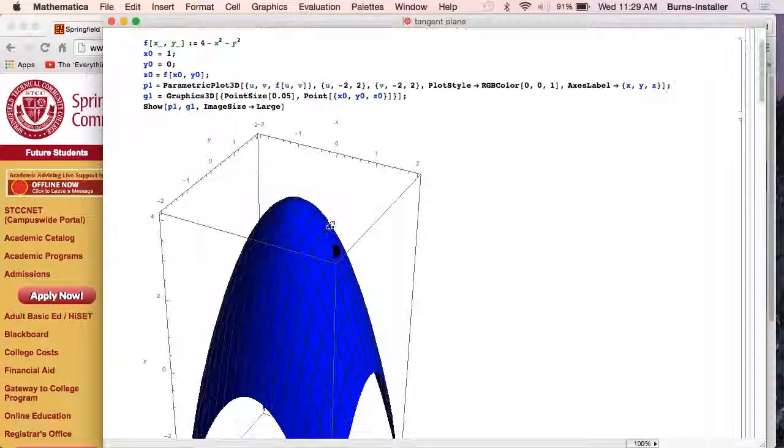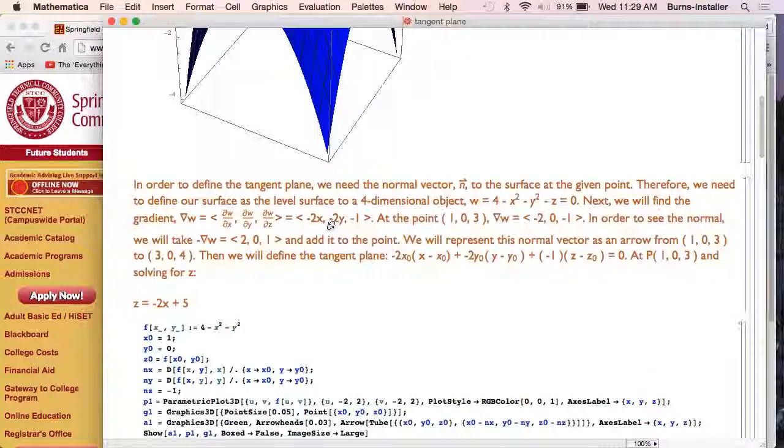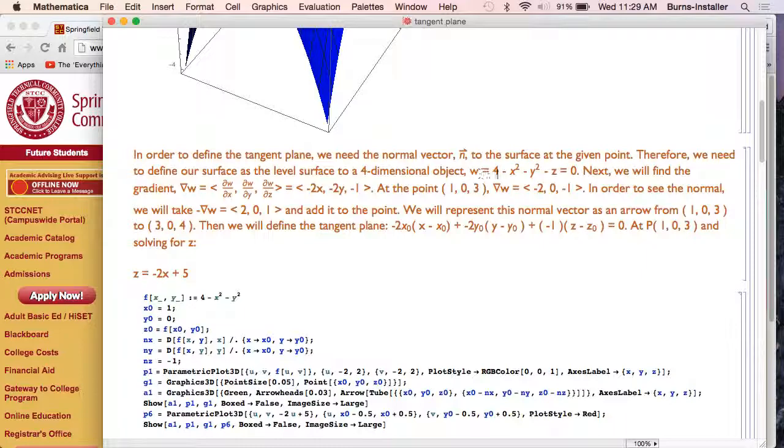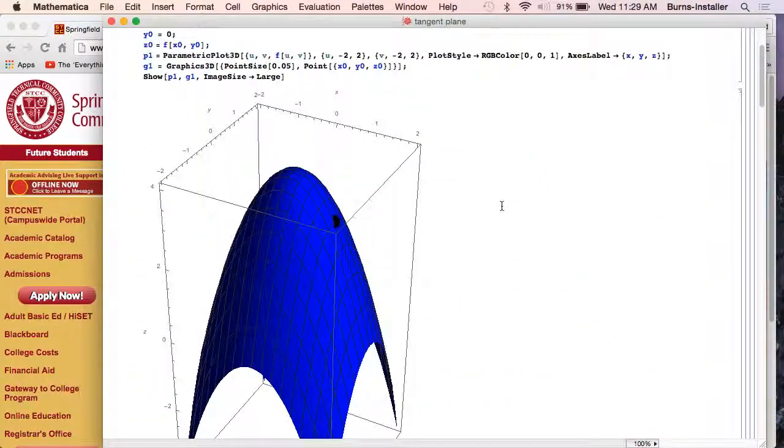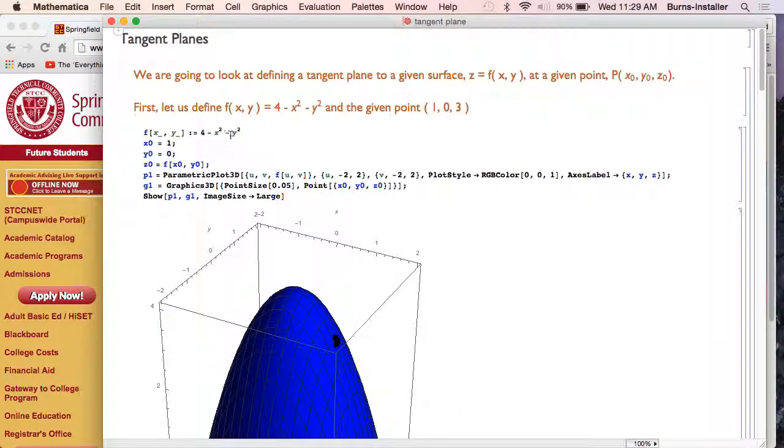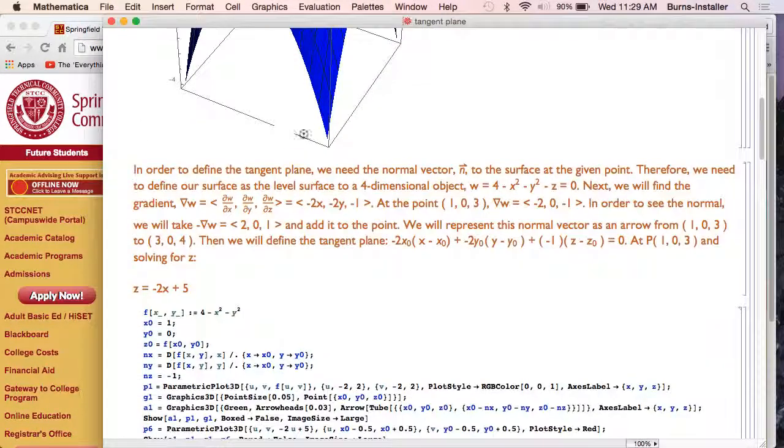Okay, so here's our surface. What we're going to do is take w equals 4 minus x squared minus y squared minus z equals 0. Please note, what this does is set w equal to our surface: subtract the z from each side of z equals 4 minus x squared minus y squared, and set it equal to 0. That takes our surface and makes it the level surface to this fourth dimensional object w. Notice, when this is equal to 0, we have our surface. Add z to both sides and we get our surface back again.